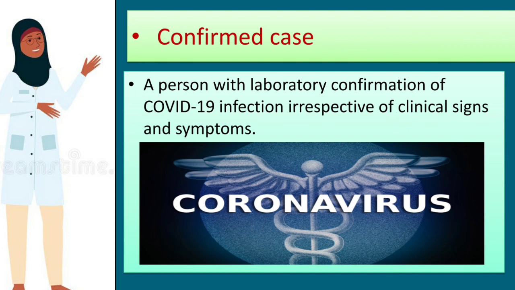Coming to the confirmed case. If a person has a positive RT-PCR test or a positive COVID-19 lab test, he is considered to be a confirmed case. In this category, the patient can be with or without COVID-19 symptoms.